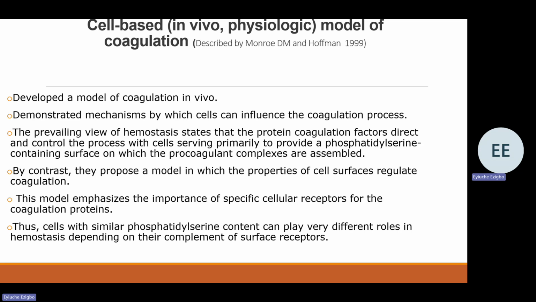the properties of cell surfaces regulate coagulation. So this model emphasizes the importance of specific cellular receptors for the coagulation proteins. Thus, cells with similar phosphatidylserine can play very different roles in hemostasis depending on their complement of surface receptors.